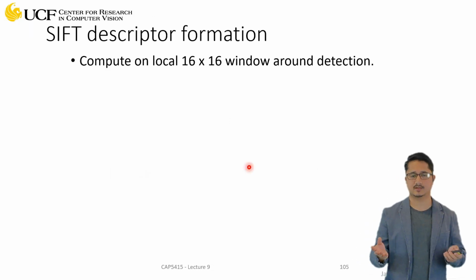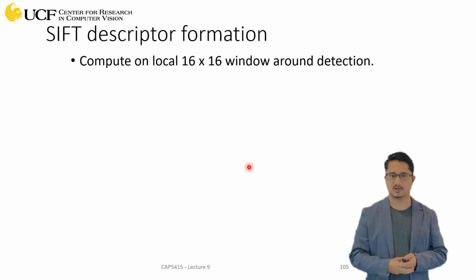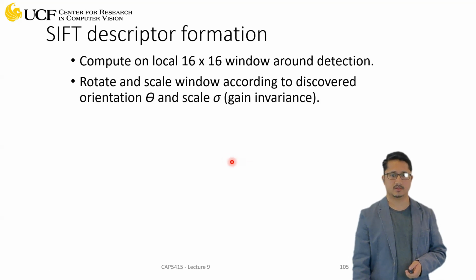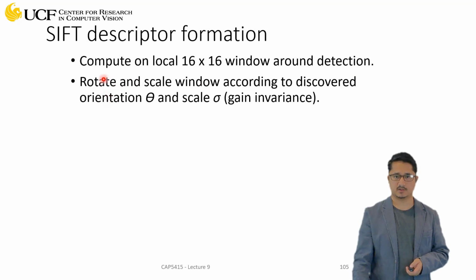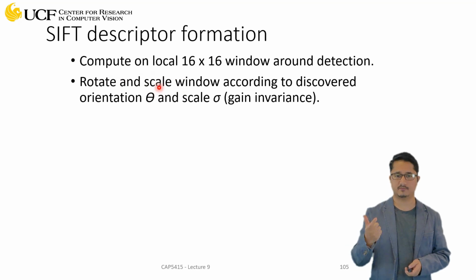Once you have normalized, then it's the same HOG-based algorithm, where you try to compute local features in this window around the detection. So you have the 16 cross 16 window, which is 16 pixels by 16 pixels. And then you rotate, so you normalize. And the other factor is scale, right? Different key points will have different scale.